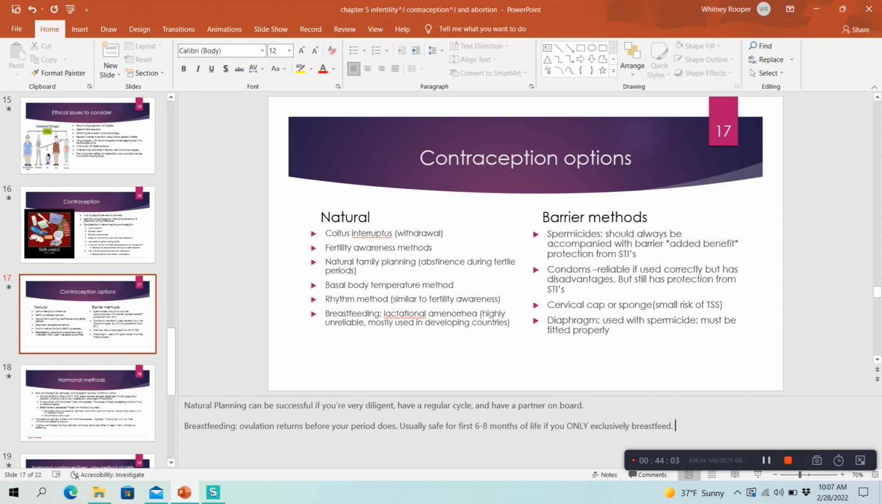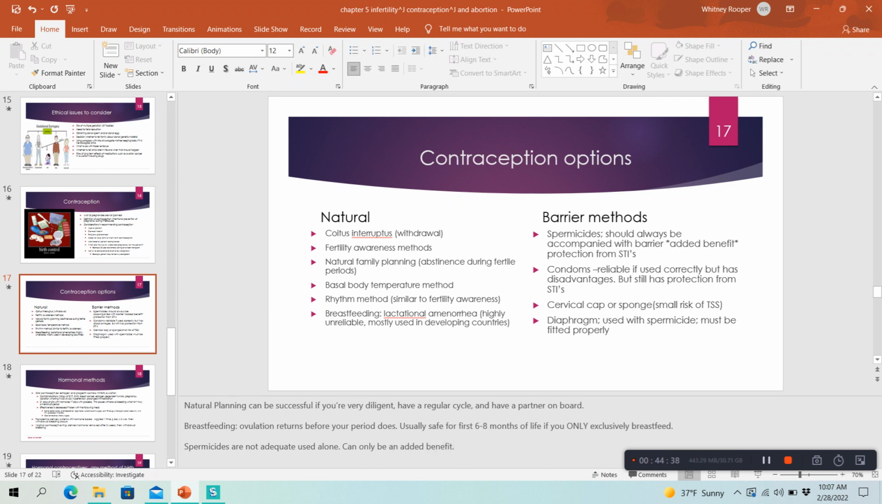Barrier methods. Barrier methods are a way to prevent the sperm from getting to the egg, keeping them separated. So you can have intercourse, but you have to keep that sperm and the egg away from each other. How do we do that? Number 1, spermicides. Spermicide is a foam or a spray that's supposed to kill sperm. It is not adequate in and of itself ever. It should be used with something, like a condom and spermicide, or a cervical cap or sponge and spermicide, but it should never be used by itself. It's an added benefit, not a stand-alone type of birth control.